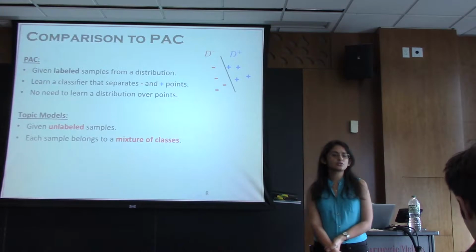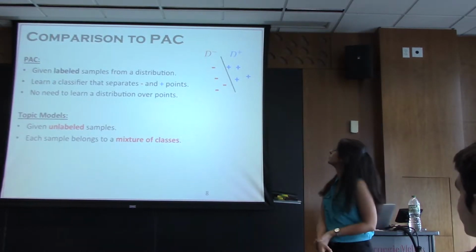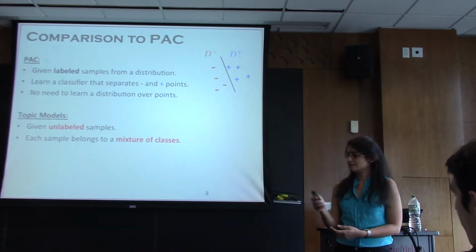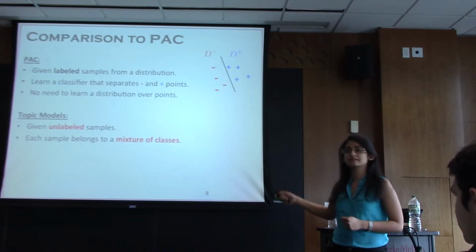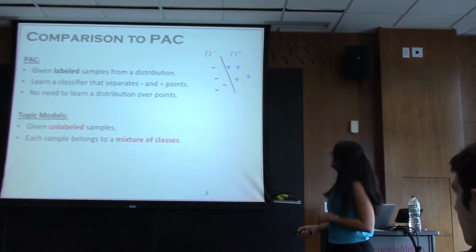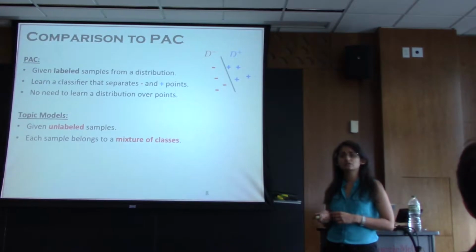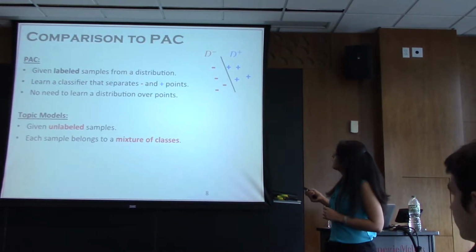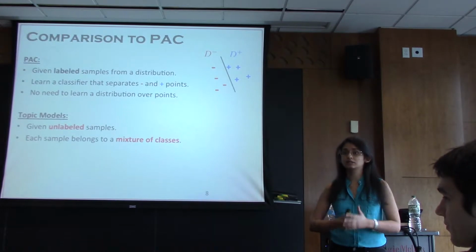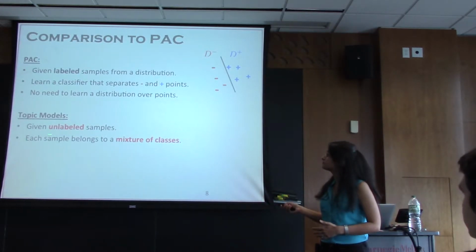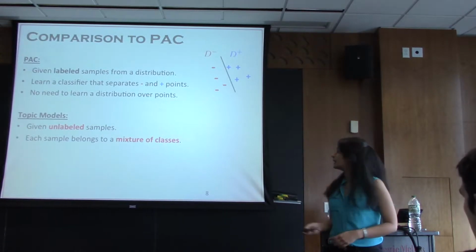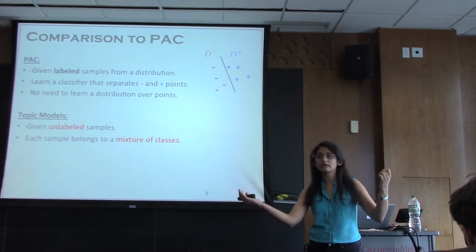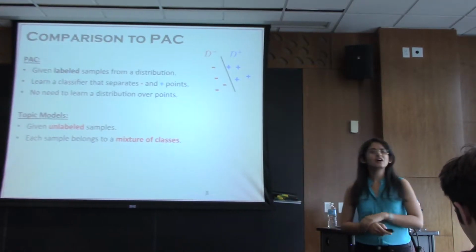I want to compare this to something that's more common knowledge to people, which is the PAC platform. In the PAC platform, you assume that you're trying to learn a classifier that's usually separating positive and negative points. And you don't really need to learn the distribution over positive or negative points. You just want to learn the classifier. But the difference here is that in the PAC platform, you assume that you see labeled data, and then you want to separate them. Whereas in topic modeling, the first thing is that the data is unlabeled. And the second thing is that each document is itself a mixture of different classes. So it's not just positive or negative, but somewhere in between. Are there any questions about this?